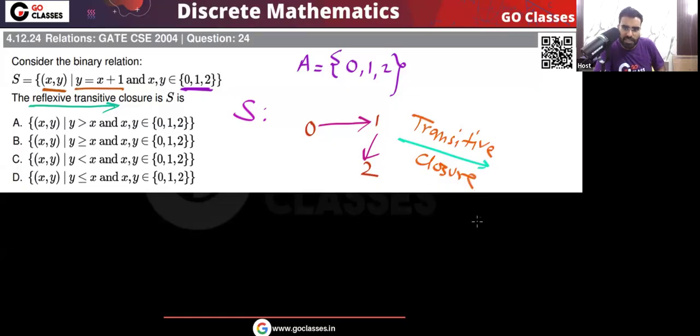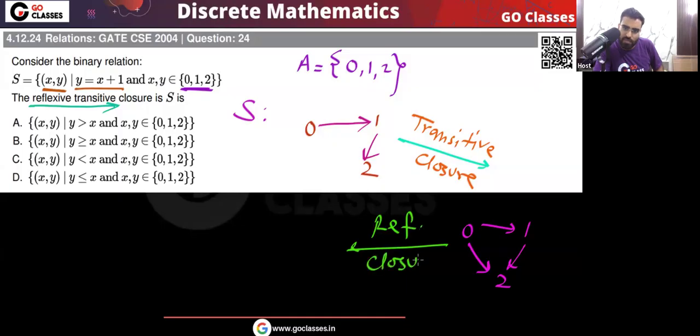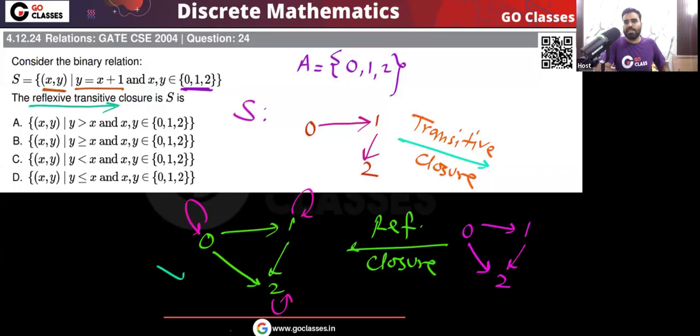So when I find the transitive closure, what will I get? I will add all the reachable pairs. So this is what I will get. Now you can find the reflexive closure. This is what I already have, and reflexive closure means you add all the self loops. So this is the answer you will get whatever you do, because reflexive closure and transitive closure are commutative. You can perform them in any order.